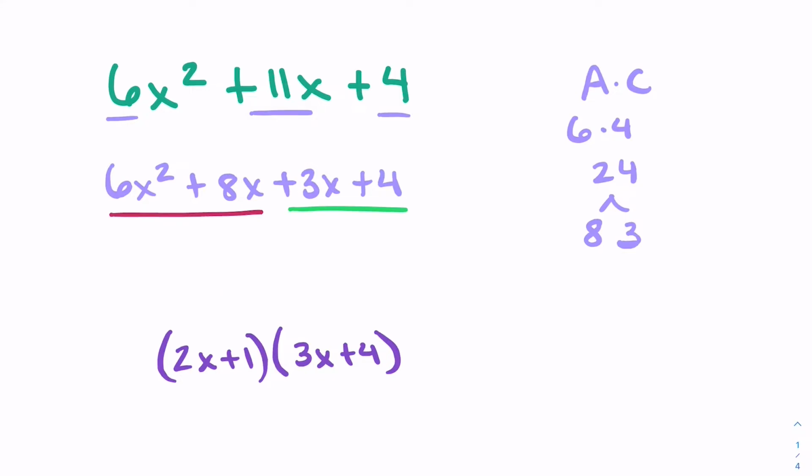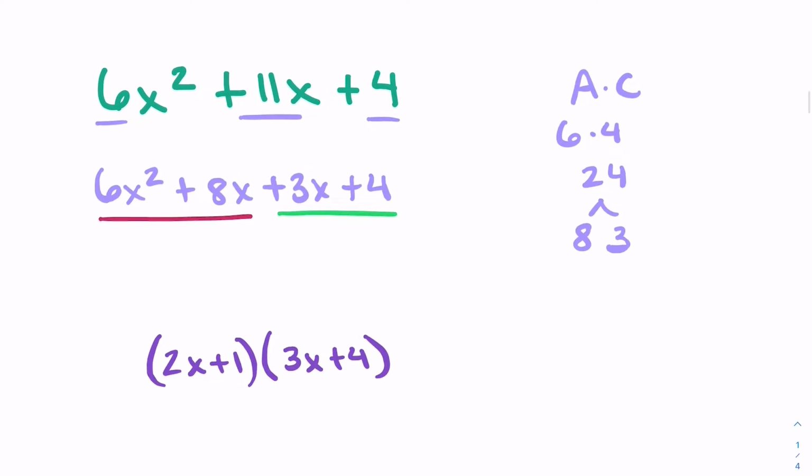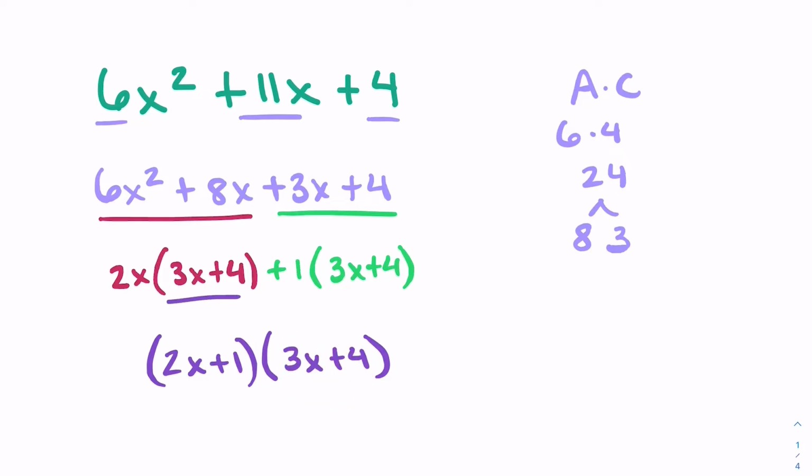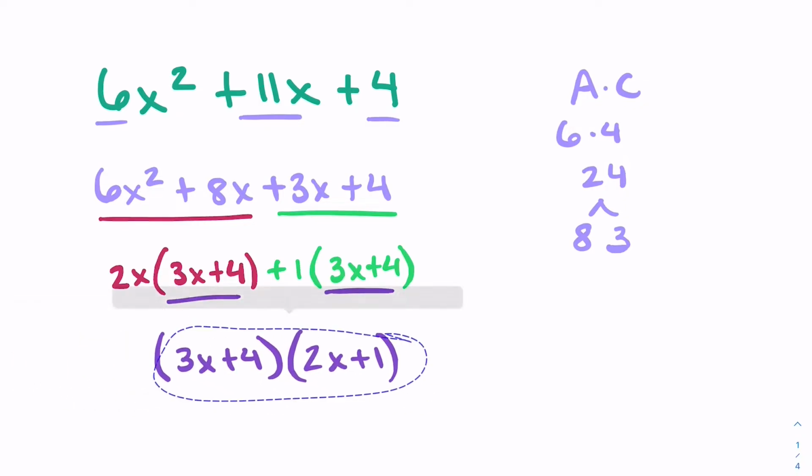And when I factor 6x squared plus 8x, I can now only take out a 2x, which leaves me with 3x plus 4. And in the second set, I can only factor out a 1. That's as far as I can go, which still leaves me with 3x plus 4, because 1 times anything is itself. Now, they both have 3x plus 4 in common, so I factor out 3x plus 4. Most likely, I would have put this term first now, and what I have left over is 2x plus 1.